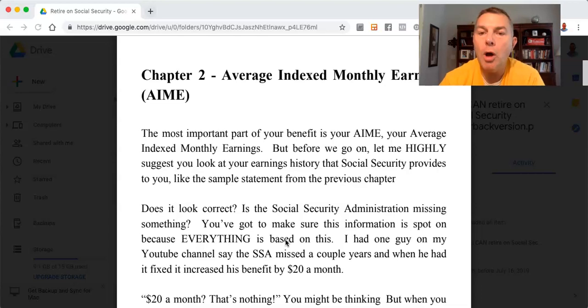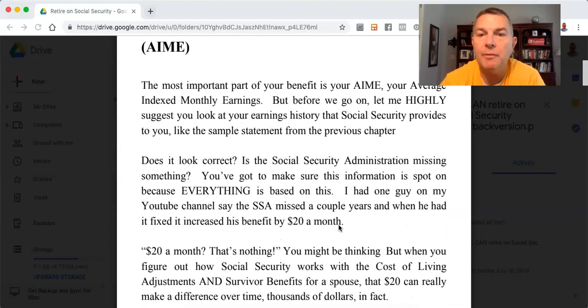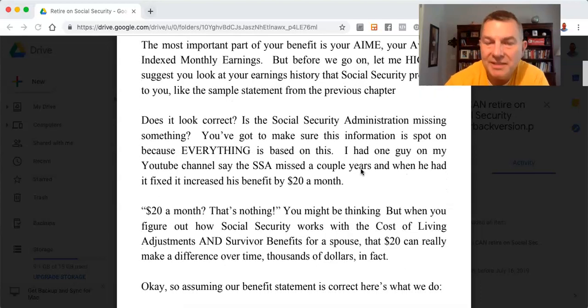But before we go on, let me highly suggest you look at your earnings history that the Social Security provides to you, like the sample statement from the previous chapter. Oops, missed a period there. Does it look correct? Is the Social Security Administration missing something? You've got to make sure this information is spot on because everything is based on this.